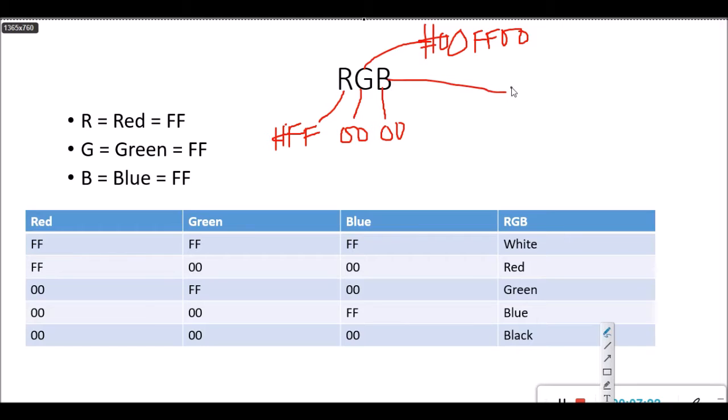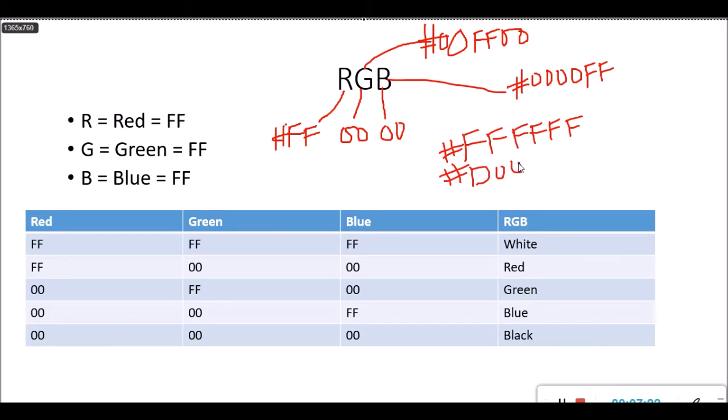What about blue? What is color blue now? So R, you start with hashtag. R is 0, 0. G is also 0, 0. Only B is FF. I told you earlier, if everything is F, then that is color white. So pay attention to that. And if everything is 0, then that one is color black.